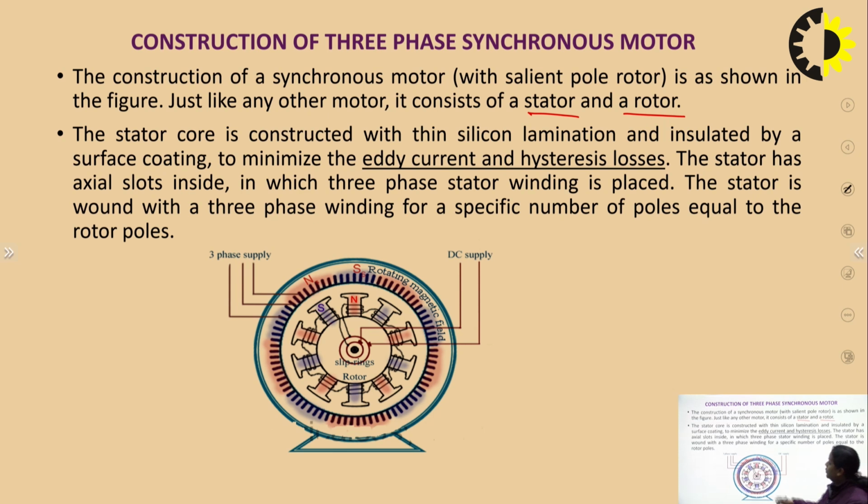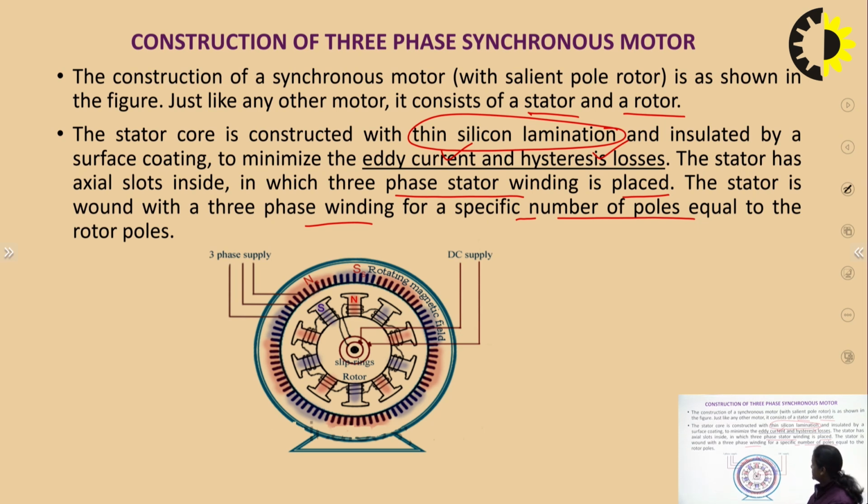The stator core is constructed with thin silicon laminations insulated by surface coating, and we know why we use thin laminated sheets: to minimize the eddy current and hysteresis losses, right? The stator has axial slots inside in which the three-phase stator winding is placed. The stator is wound with a three-phase winding for a specific number of poles equal to the rotor poles.